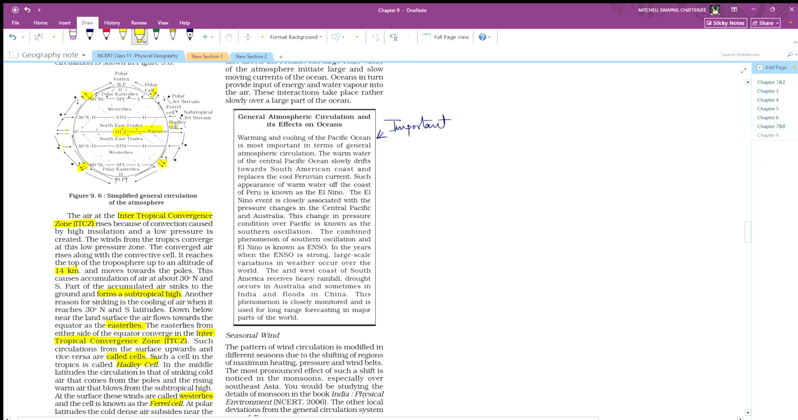So the easterlies form the Hadley cell, and the subtropical one is from the westerlies. The easterlies go toward the equator and form the Hadley cell, and the polar wind that comes from the polar region mixes with the westerlies.